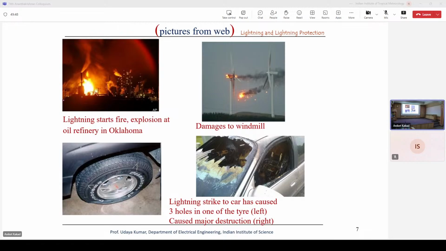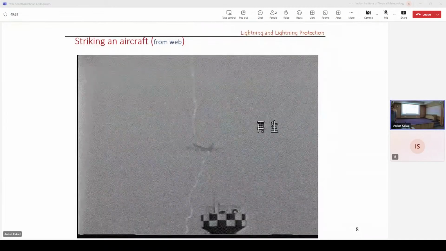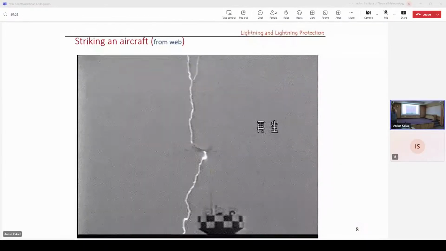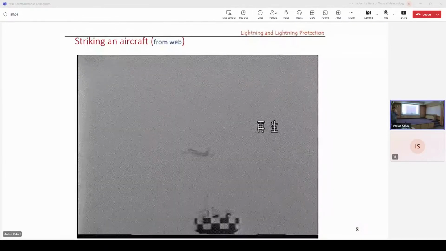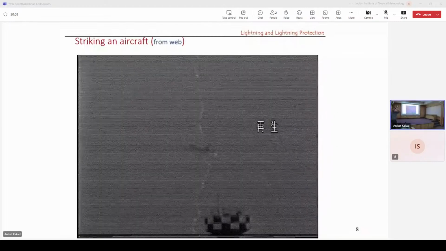If the tire is wet, the discharge path will be on the surface of the tire. If the tire is dry, there will be a puncture. Just an example I'm quoting. And this is a video taken by a passenger in a Japanese airport. Aircraft are frequently struck by lightning. In the 1920s and 30s, many aircraft were lost in the process for various reasons. The latest one is in 2019.